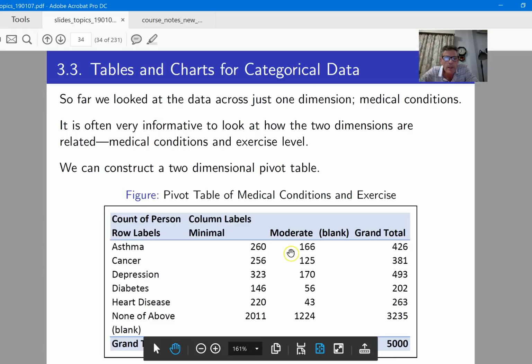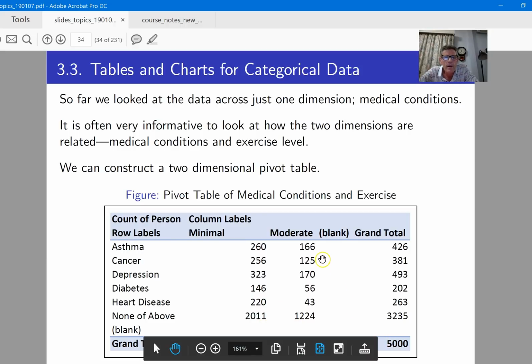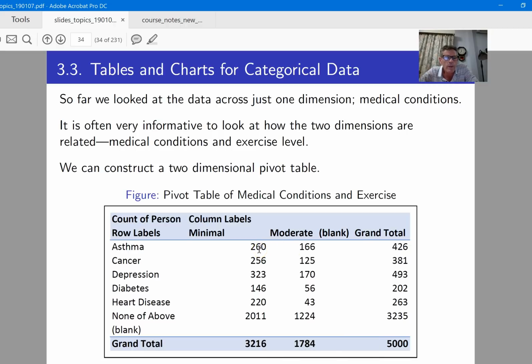You'll see here that in terms of exercise, most people engage in a minimal amount of exercise, about 3,200 out of the 5,000, and there's a split between all the different types of illnesses. So people with asthma, most of them engage in minimal exercise, but there is a reasonable number who have moderate exercise. Heart disease, look at that, that's interesting. 220 minimal exercise, 43 moderate exercise. So look, not many people with heart disease engage in moderate exercise.